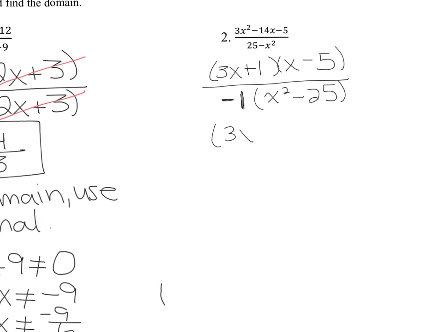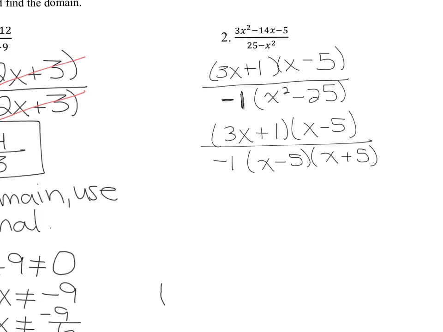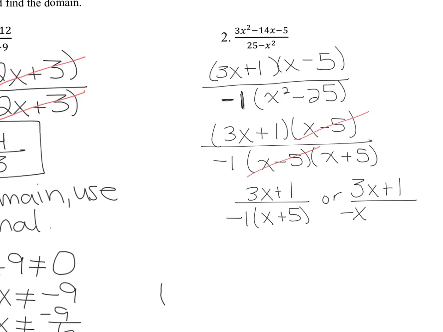Then I will go ahead and factor the rest of the denominator. I'll have 3x plus 1 times x minus 5 still in the numerator over negative 1 times x minus 5 and then x plus 5. Taking out now that common factor of x minus 5, I can do that because it's connected by multiplication. I'll be left with 3x plus 1 over negative 1 times the quantity of x plus 5. I'm fine with that. Or if you write it as 3x plus 1 over negative x minus 5, either one's good.